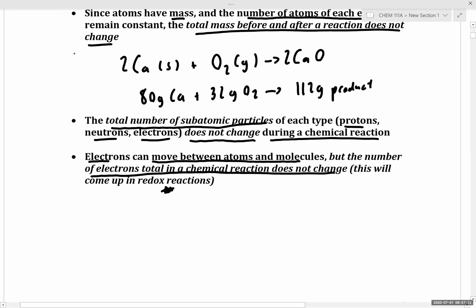Any questions so far on this review? Okay, so let's continue elaborating on this idea.